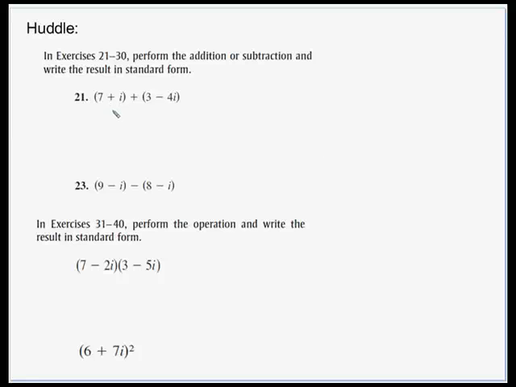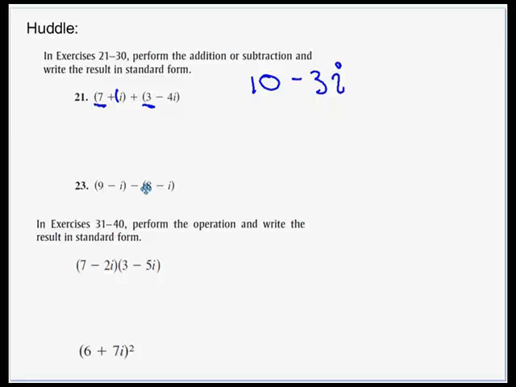Alrighty, let's check out this first one here, just a simple addition. So we can ignore the parentheses and just collect our like terms. 7 plus 3 is 10. Plus i minus 4i, that's a minus 3i. Plus 1 minus 4 would be minus 3i.